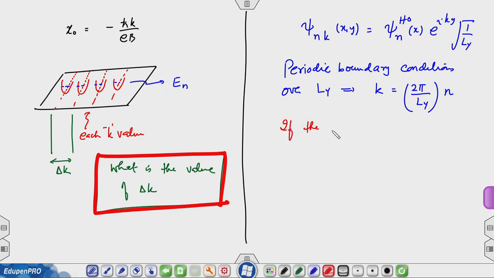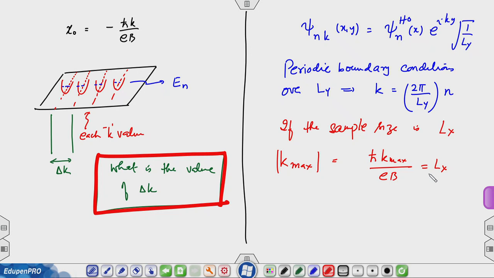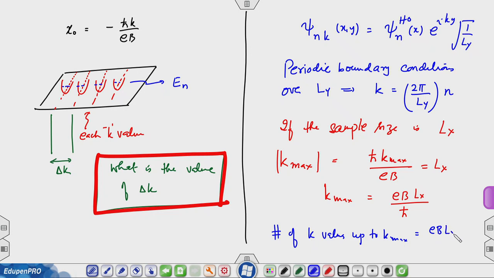Now, if the sample size is L x, then the k maximum magnitude is going to satisfy h cross k max over e B equals L x. So, k max is going to be e B L x over h cross, and the number of levels up to k max are going to be e B L x over h cross times L y over 2 pi. That is the density of k points.